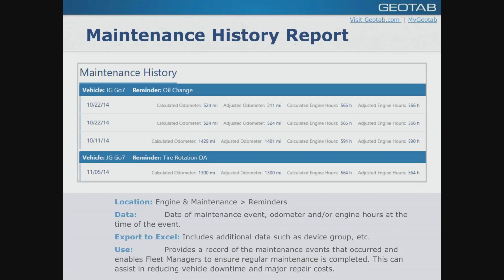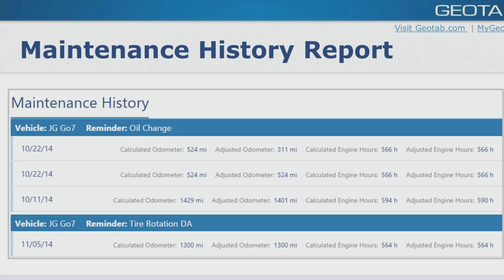All right, a maintenance history report, similar to the setup. Now we have it in history to tell you these are the vehicles that it was done to, what was done to it, and when. And you can see basically your dates, your calculated odometer, if it has been adjusted, the engine hours that have been set.